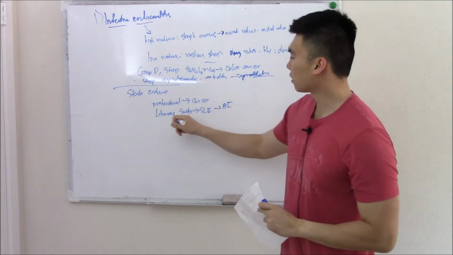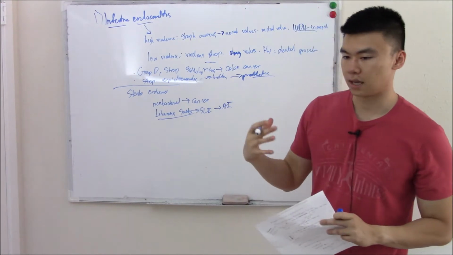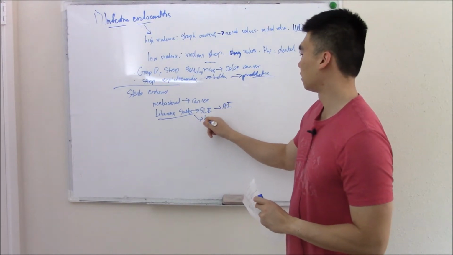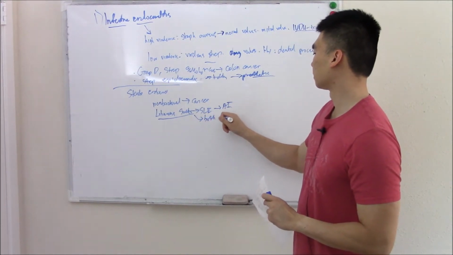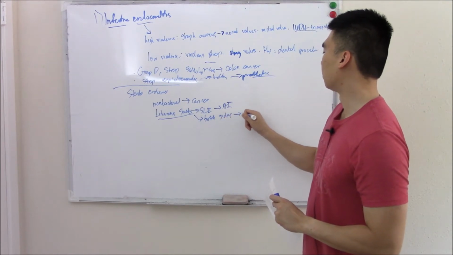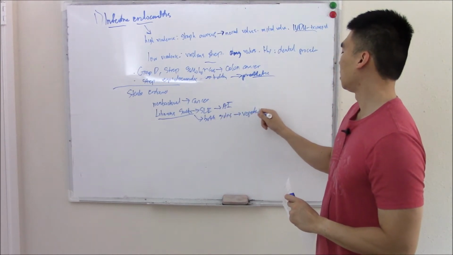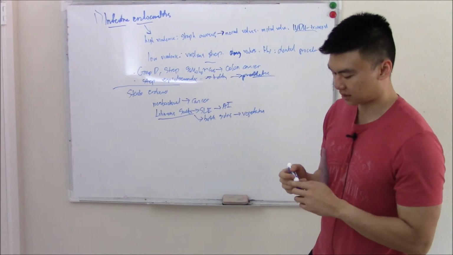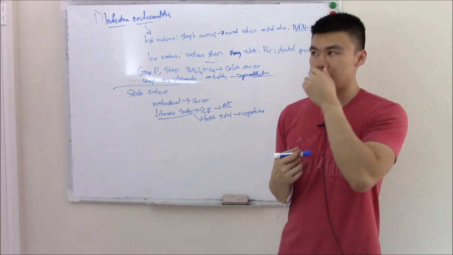And the big thing they want you to know about Libman-Sacks endocarditis is it affects both sides of the valves. You're gonna see vegetations on both sides. They might say anterior, posterior side. That's just a fancy way of saying both sides.